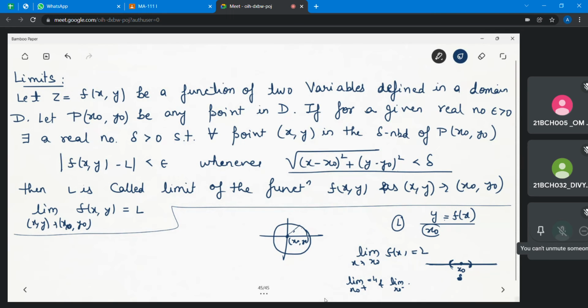Now the next thing is, when you do it in one variable, then what is this? In the delta neighborhood you say that mod of f(x) minus L is less than epsilon. What does this mean?